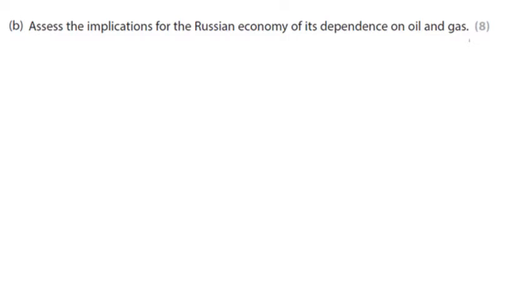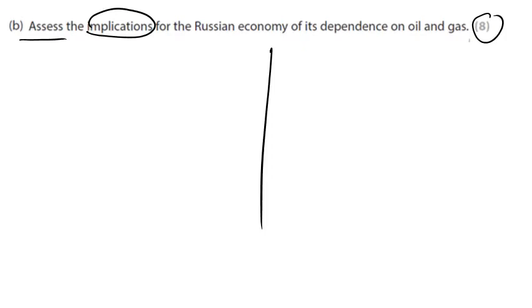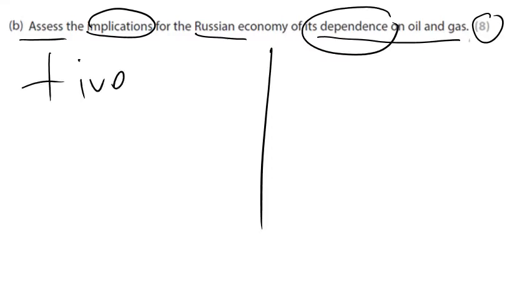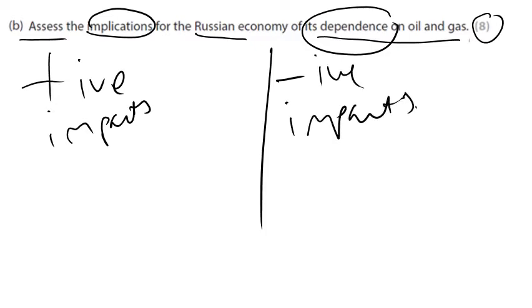Second question, 8 marks, assess question. So this is two-sided. Implications, so similar to impacts or consequences for the Russian economy. So Russia is our application of its dependence on oil and gas, so primary dependence. What you need is positive impact of this, and more obviously the negative impact of primary dependency.